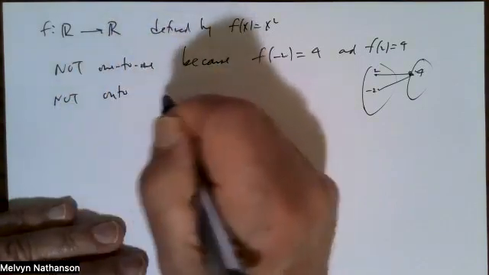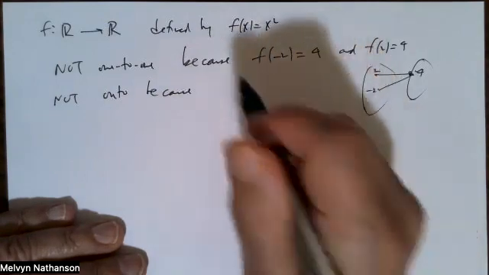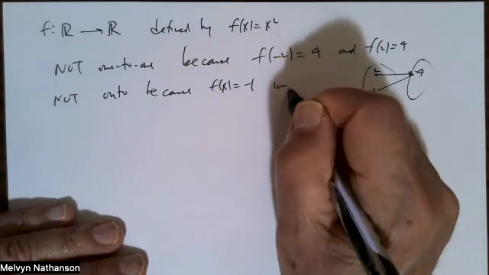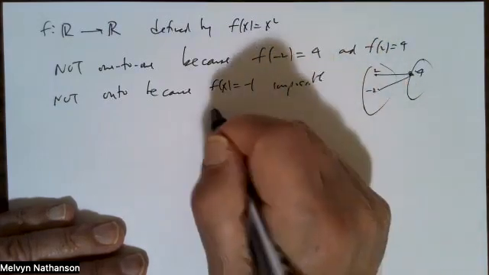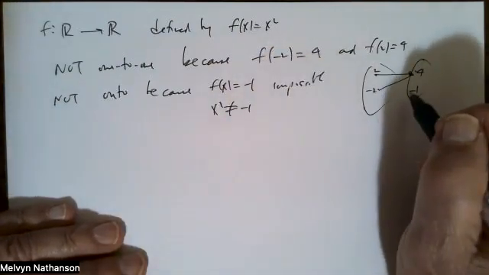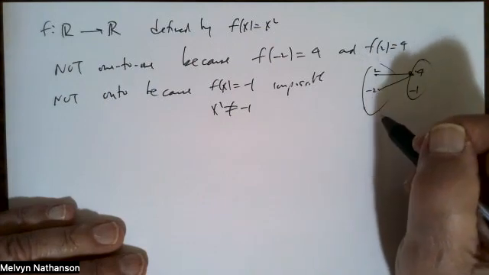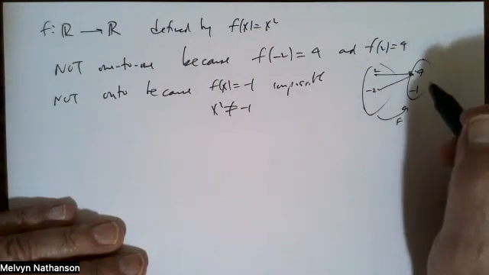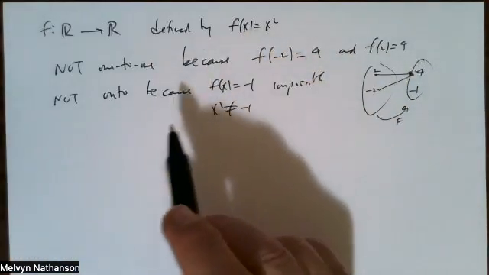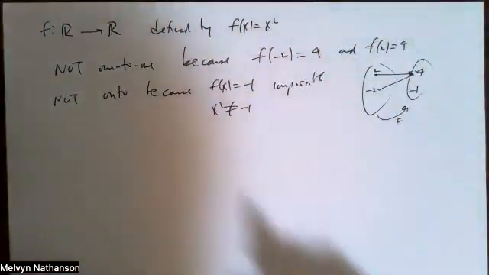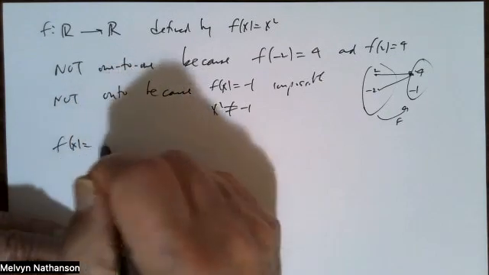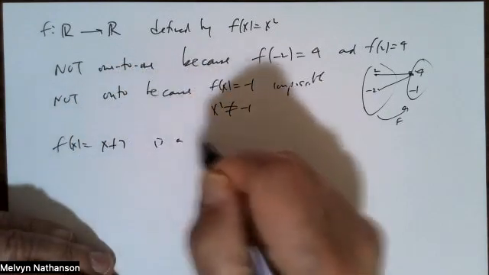And f is not onto because f of x equal to minus 1 is impossible, it has no solution, right? x squared is never equal to minus 1 for any real number. So nothing gets mapped by this function f to minus 1. So the function f of x equals x squared is a very simple function, but it is neither one-to-one nor onto. Right?